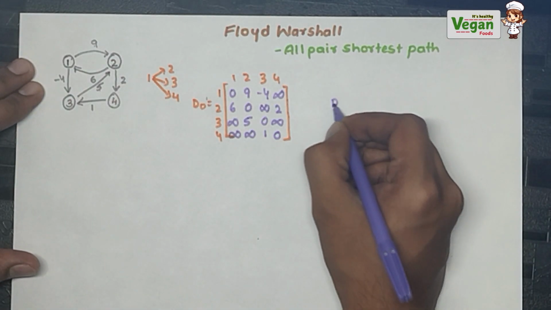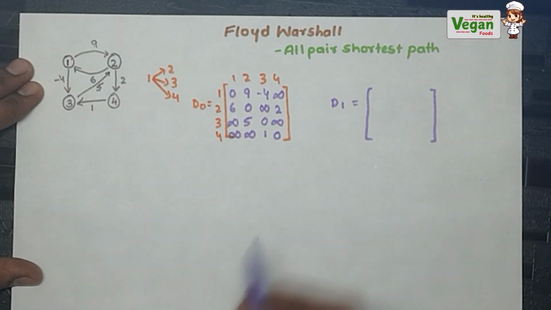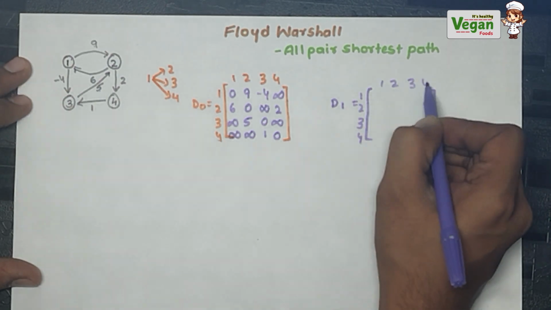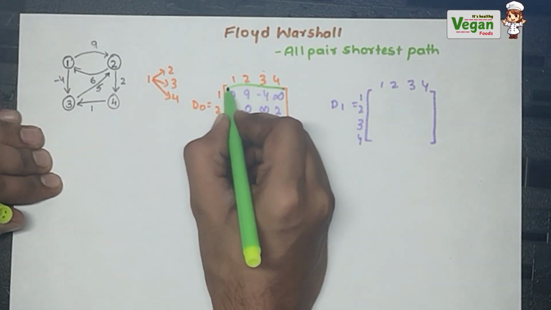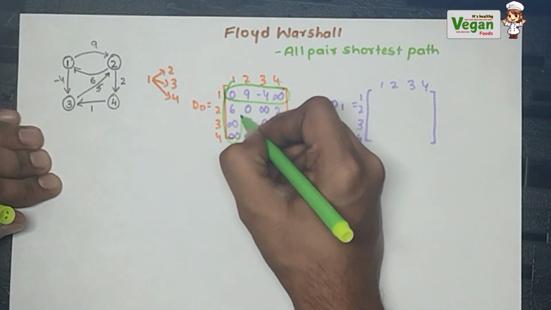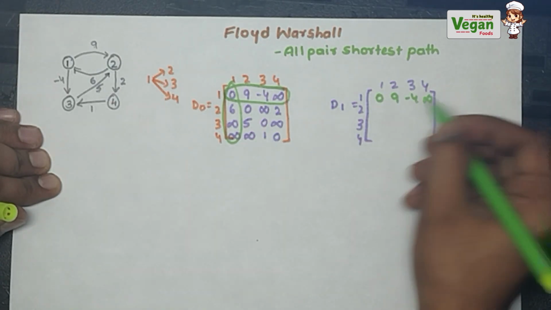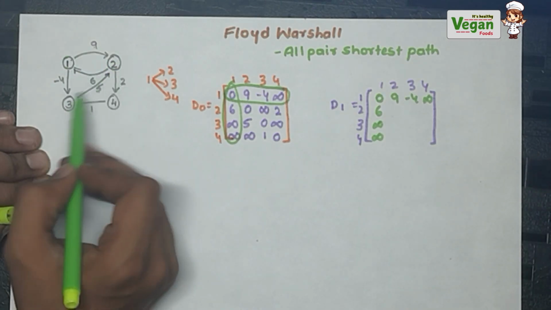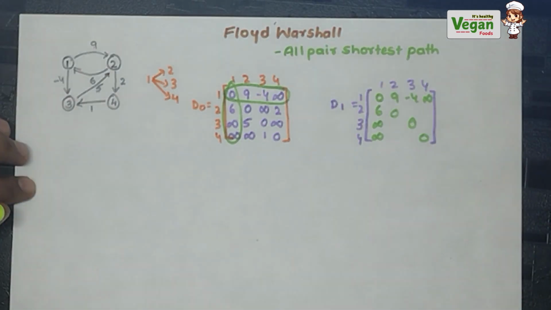Now I will be constructing the second matrix, that is D1. 1, 2, 3, 4 and 1, 2, 3, 4. Now what you must do is, in constructing the D1 matrix, the first row and first column will be the same. So 0, 9, minus 4, infinity, 6, infinity, infinity. And since there is no self loop for all the vertices, their diagonal elements will be equal to 0.